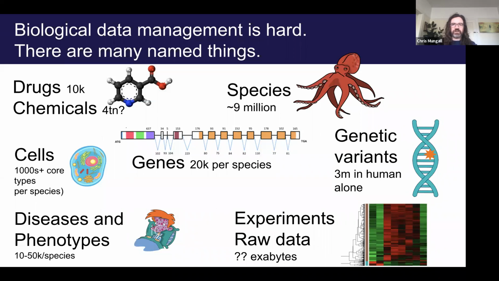On top of this, living organisms are built of cells. Cells can be categorized into many different cell types. They can be broken down into many different parts. There's potentially thousands, but maybe even many more than that.